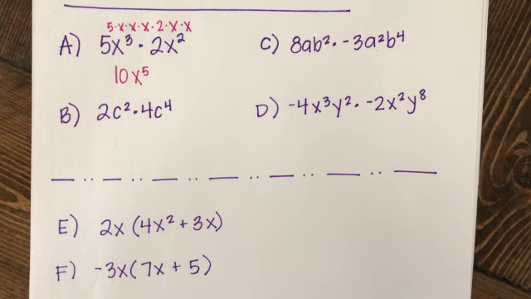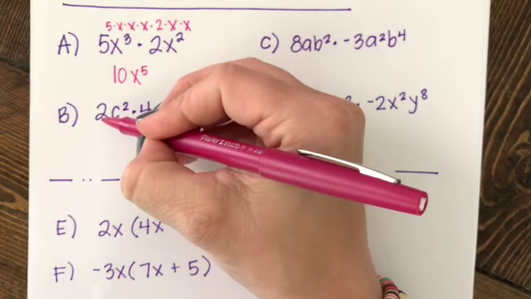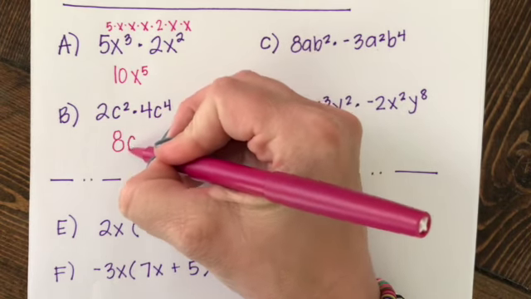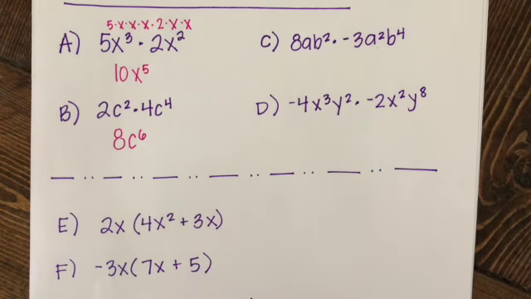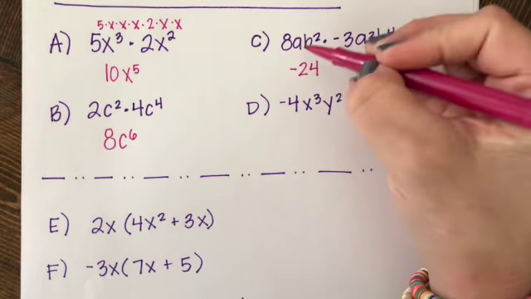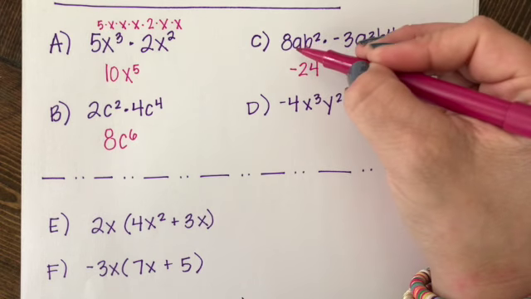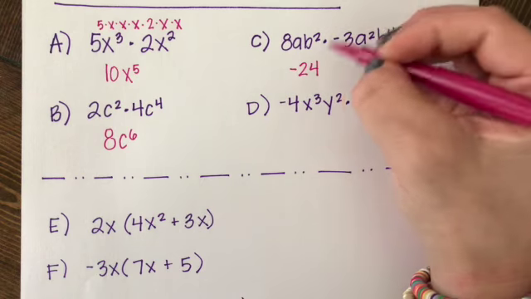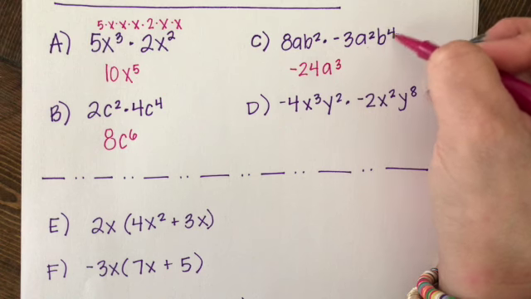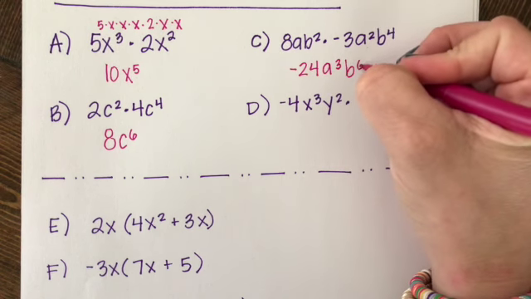But we don't have to go through that whole process. We just multiply the coefficients, which are the whole numbers at the front, and then add the exponents on the variables. So here, 2 times 4 is 8, and c squared times c to the fourth is c to the sixth power. Then let's look at letter C. 8 times negative 3 is negative 24. Combining like terms, a times a squared is a to the third power, and b squared times b to the fourth is b to the sixth power.